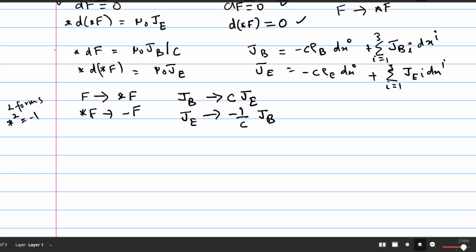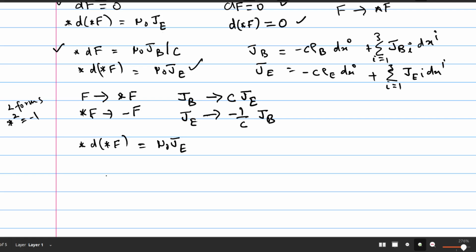For example, this first equation, if we replace f with Hodge star of f, becomes Hodge star of d Hodge star of f equals, and on the right hand side Jb is replaced with cJe, so we get mu naught Je, which is this second equation.